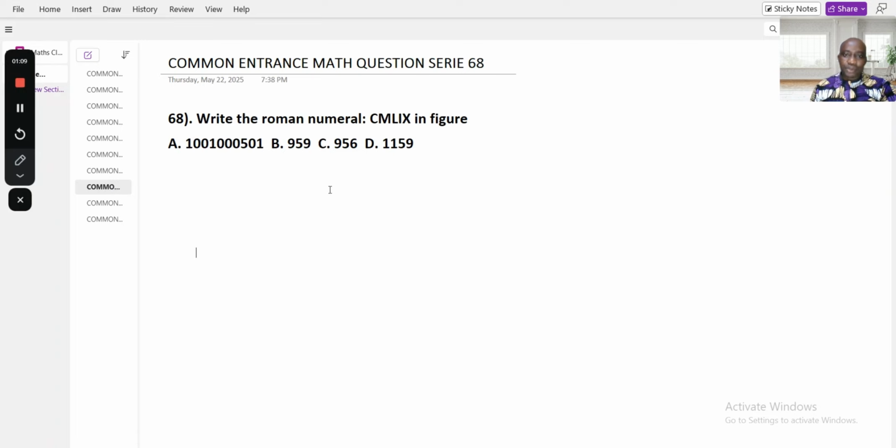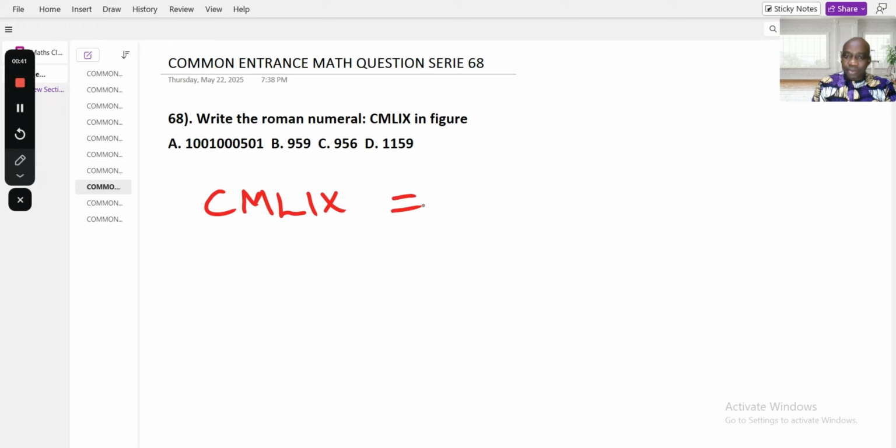Write the Roman numeral CMLIX in figure. Now, what is our C? Let me write it out so that what you are trying to look for, you should write this in figure. C is 100, M is 1000, L is 50, and we have IX here.